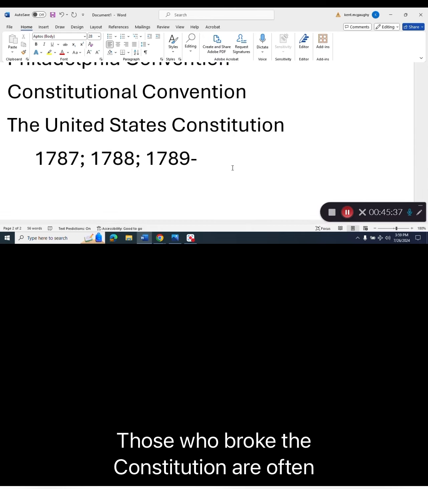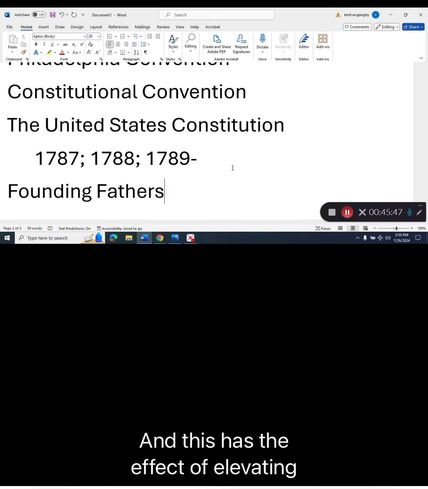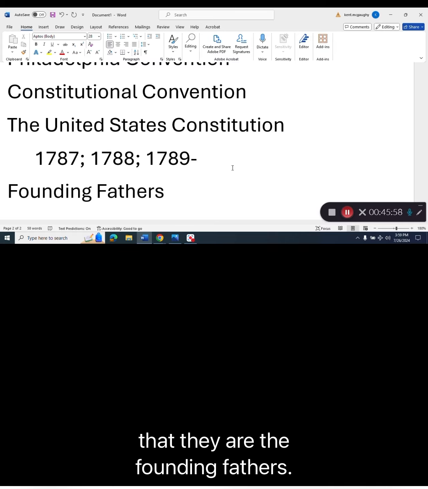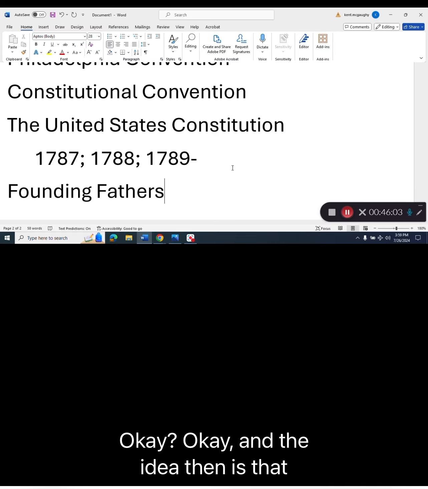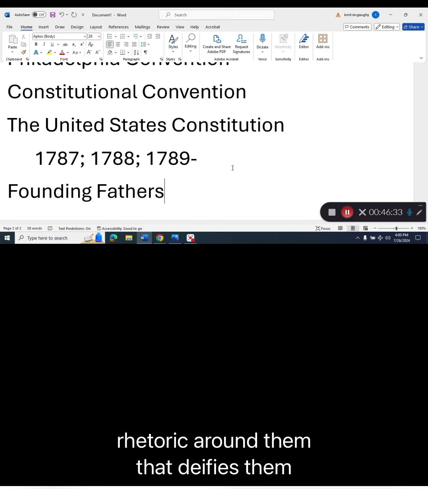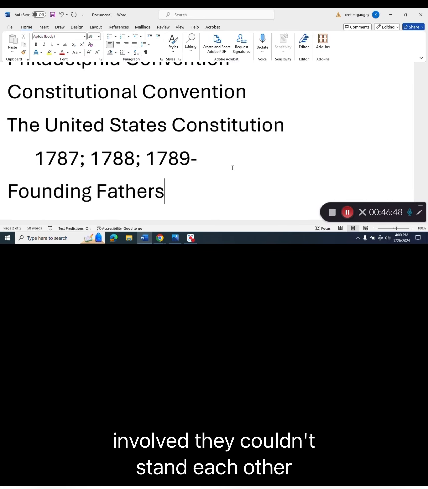Those who wrote the Constitution are often characterized as the Founding Fathers. And this has the effect of elevating them to kind of a quasi-religious stance, that they are the Founding Fathers. Okay? And the idea then is that these were men who were visionaries. They understood the problem, and by golly, they were going to fix it. They knew what had to be done, and they did it. And we ascribe this kind of rhetoric around them that deifies them. And what we've lost is the simple fact that for many of the people involved, they couldn't stand each other.